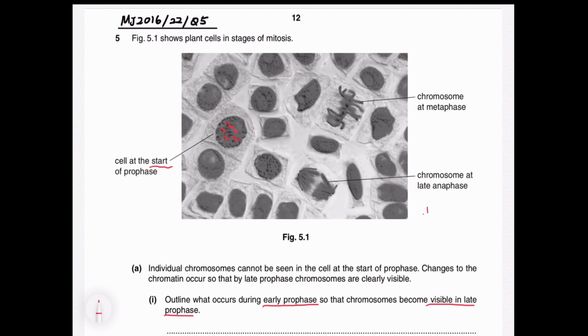Strands of chromosome, but it's not really obvious. And how does the late prophase look like? They didn't provide a diagram here, a photomicrograph, but usually in practical, if you have come across, you'll see that if the chromosomes are condensed, you will see very obvious strands of chromosome.